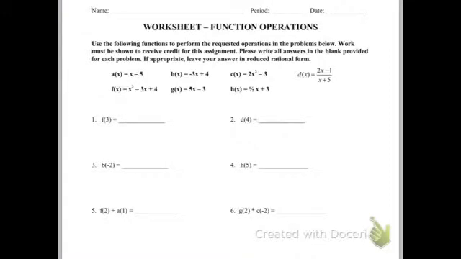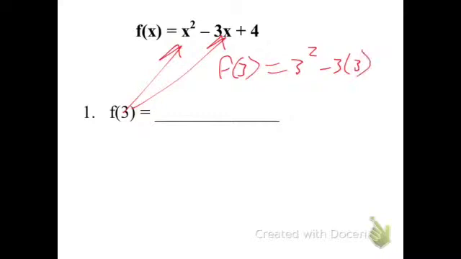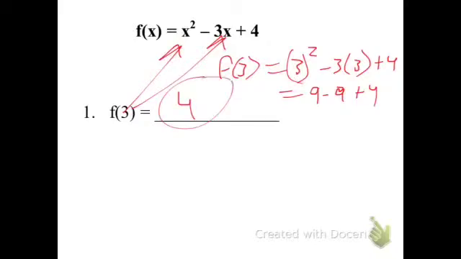Alright, moving on to the function operations worksheet. Just kind of a review here of all the function operations. Moving on to number 1, when you got 3 in the parentheses, you need to put 3 in for both of the x's. So f of 3 is going to be 3 squared minus 3 times 3 plus 4. 3 squared is 9, but 3 times 3 is also 9. So you really have 9 minus 9 plus 4 gives you the magical number of 4.